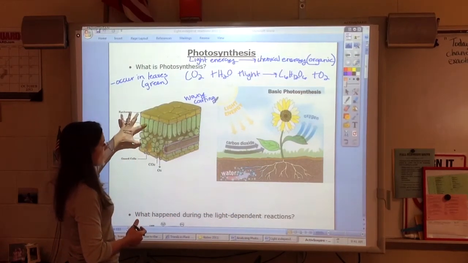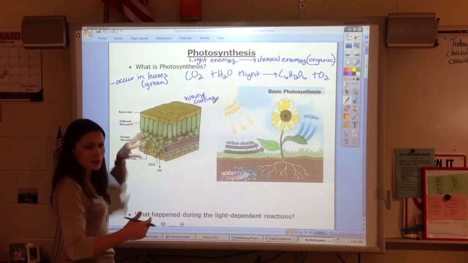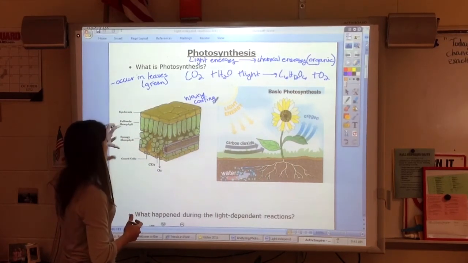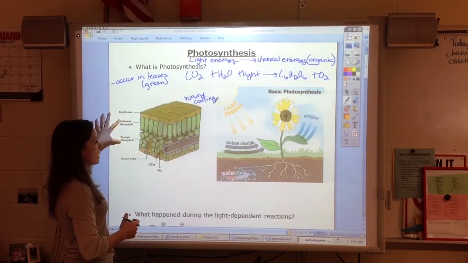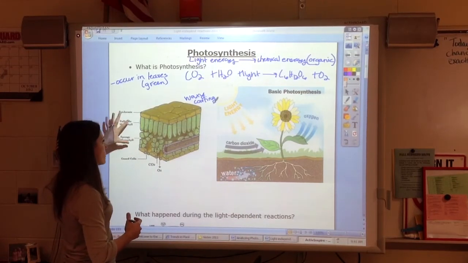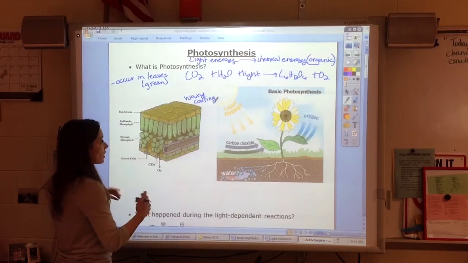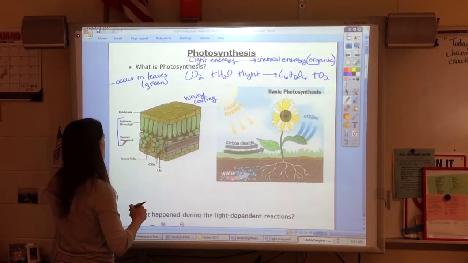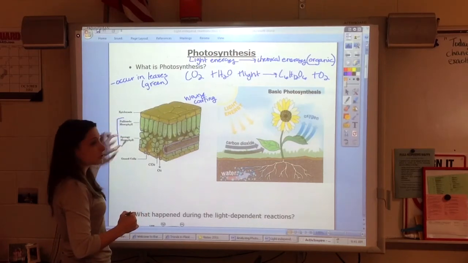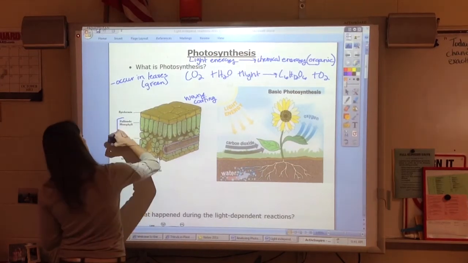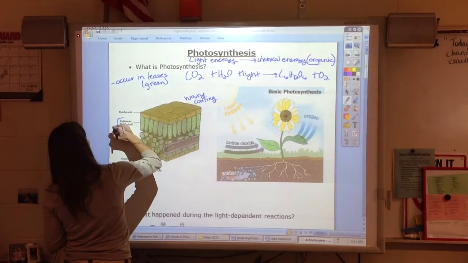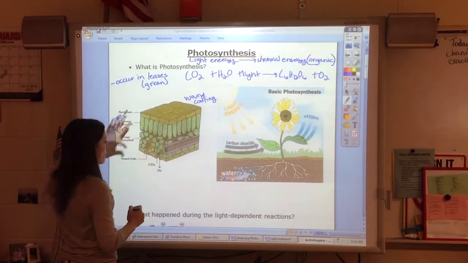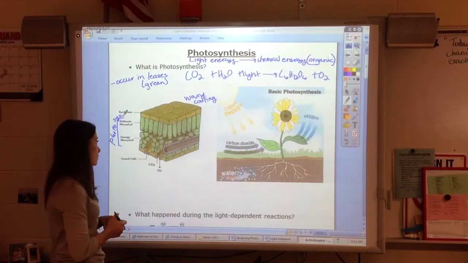What we're interested in the leaf is this middle part. And when you feel a leaf, it doesn't feel usually like there's a lot in the middle, but there's a layer of cells called the mesophyll. And the mesophyll is going to be the majority of the photosynthetic cells. So we've got a palisade and a spongy mesophyll, but this is going to be where most of the photosynthesis occurs, in these layers called the mesophyll.